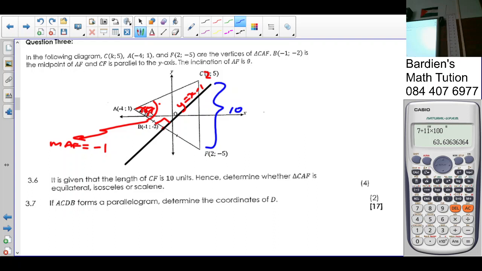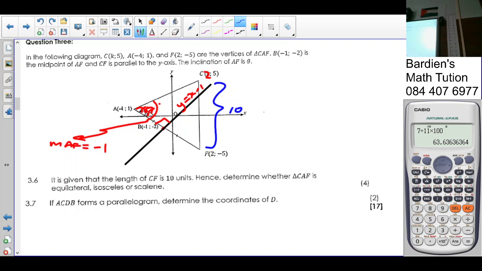With triangle CAF. So when is something isosceles? We have two lengths that are equal. When is it scalene? The three lengths are different. When is it equilateral? All the sides are equal, which means to say all the angles must also be equal. Not so?